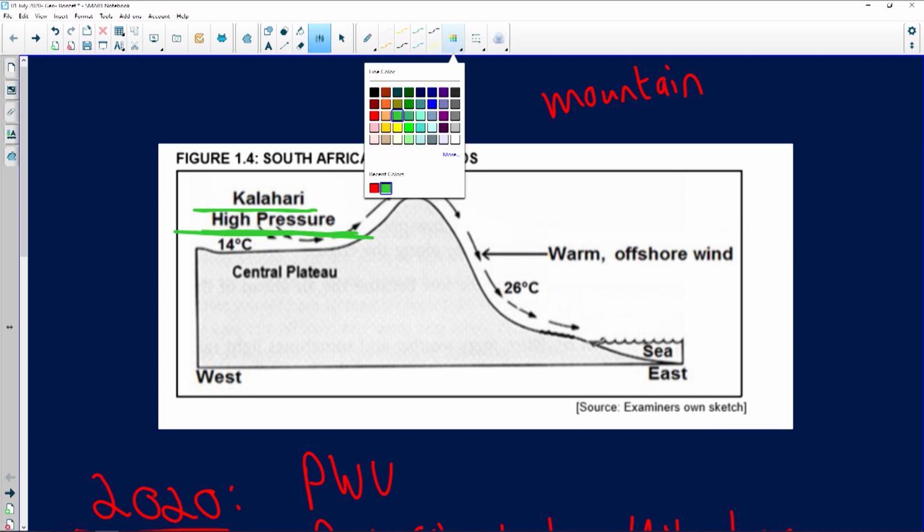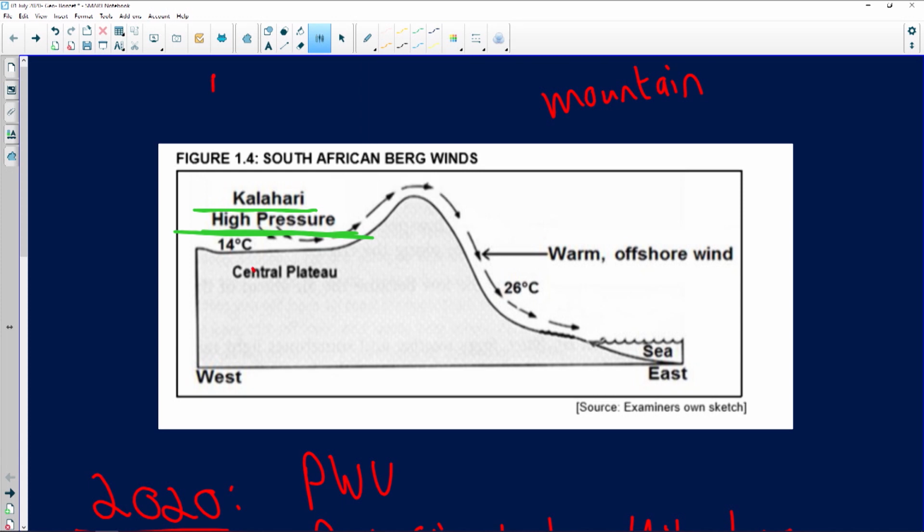So it's basically air moving down the mountains. But let's just go back to our diagram. So we have the Kalahari high pressure system over here. Remember, we have sinking air. That's what's taking place. Okay. Sinking air, subsidence taking place because of the Kalahari high pressure system. Then we have the Central Plateau. This is inland South Africa: Gauteng, Free State, the Northwest. This bulge that you see over here is known as the Escarpment.